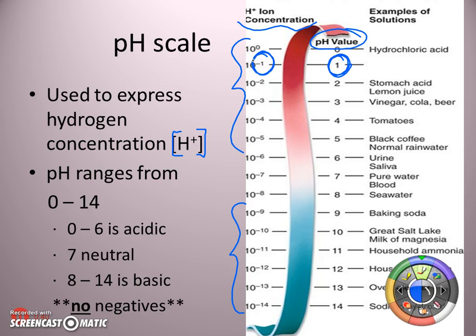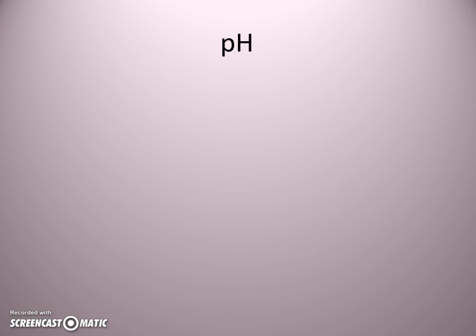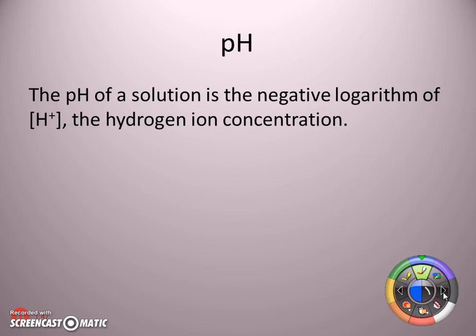Again, acids have more hydrogens present, so the hydrogen ion concentration is going to be higher at that end than at the basic end, where we have a lower pH. So when you're solving for pH, the pH of a solution is going to equal the negative logarithm of the hydrogen ion concentration. So pH equals the negative logarithm of your hydrogen ion concentration.